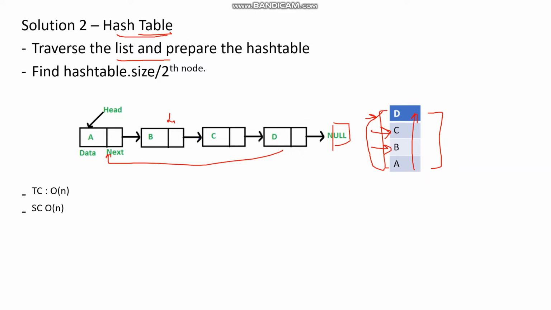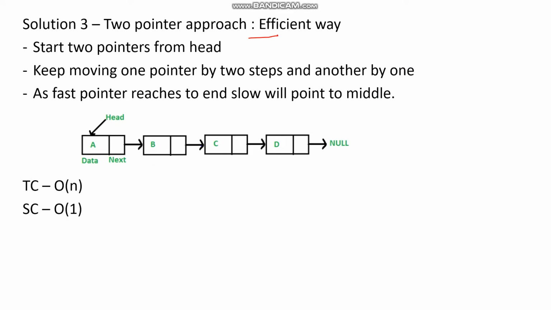So time complexity for that solution will be O(n) because we are traversing the list once and preparing the hash table out of it. And space complexity will be O(n) because we are preparing a hash table of n elements. So in the earlier solution, our time complexity was O(n) and space complexity was also O(n). So we have to optimize it more.